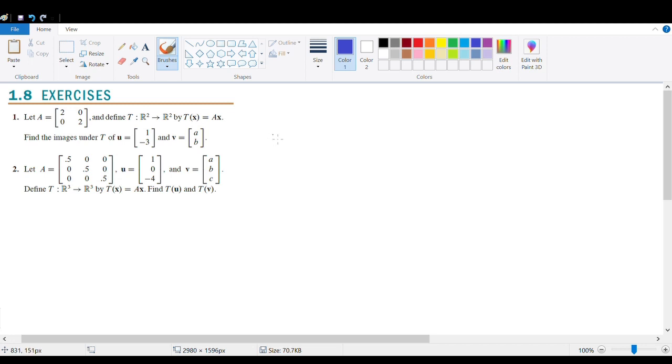In exercise number 1, we have this matrix A, and the transformation T is from R2 to R2, defined by T(x) = Ax. Find the image under T of u and v. So the first one is T(u). That means we need to find Au. So we take the matrix A and multiply it by the vector u.